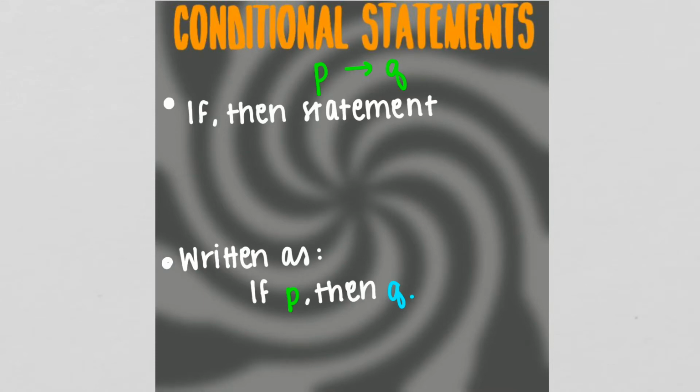So here's where that P and Q come into play. A conditional statement is written as if P, then Q. And you're probably like, what in the world are P and Q? We're going to go over those now. In conditional statements, P is the hypothesis and Q is the conclusion.